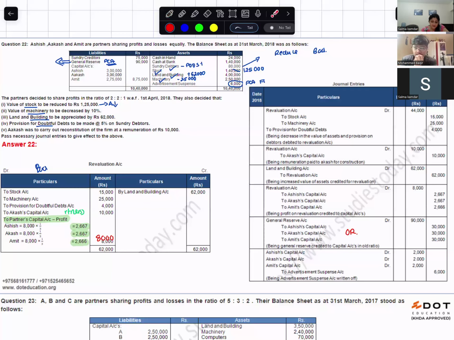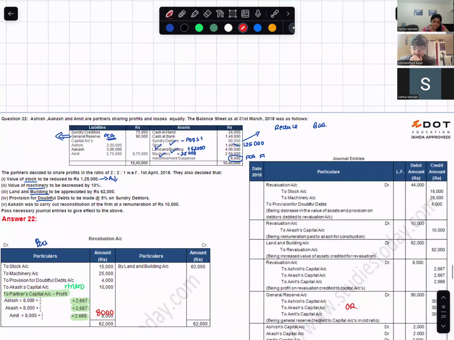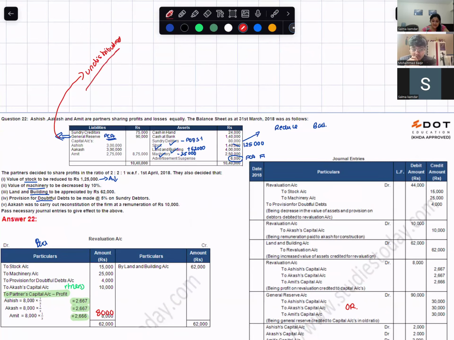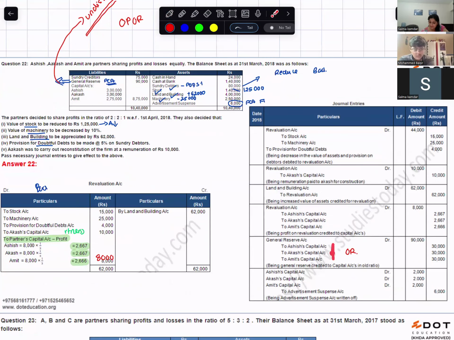This general reserve is called the undistributed profits. Undistributed profits are given to the partners and distributed amongst the partners in old ratio. Because the partners are going to get the benefit, partners' capital account will be credited and general reserves will be debited.